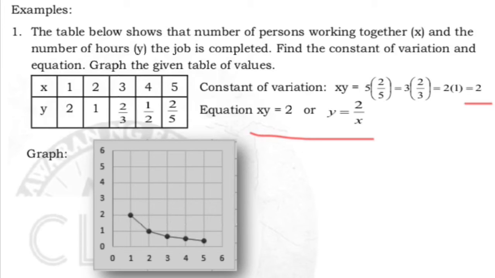So if we're going to graph this one, this will be for x here, and this one is for y. So 1 for x, 2 for y, the first point here. Second, 2, 1, this one. Then 3, 2/3. This will be the third one, then the fourth and the fifth point.